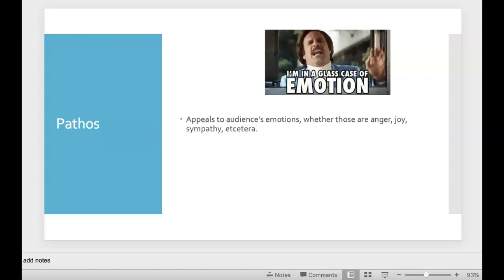Lots of times people are swayed by their emotions, unrightfully so. So when we run into things like logical fallacies, it's because they're typically playing on our emotions. So we want to avoid having arguments that are simply based on emotion.